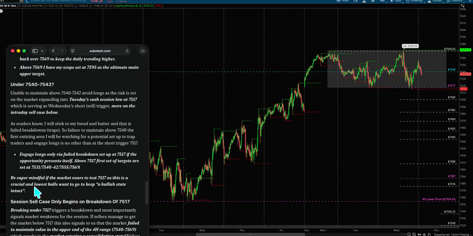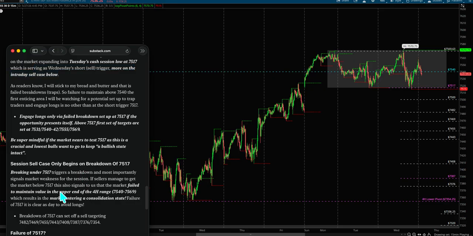75.17, as I mentioned, where is it? I mentioned that it's serving as Wednesday's short trigger. Now I said breaking under 75.17 triggers a breakdown and most importantly signals market weakness for the session. If sellers manage to get the market below 75.17, this also signals to us that the market failed to maintain value in the upper end of the 4-hour range.